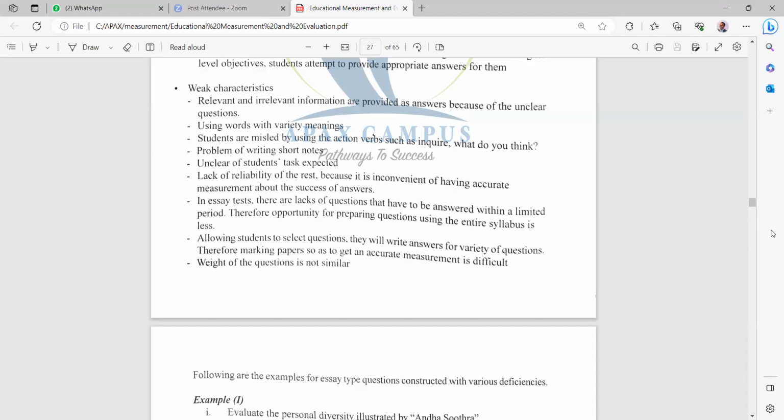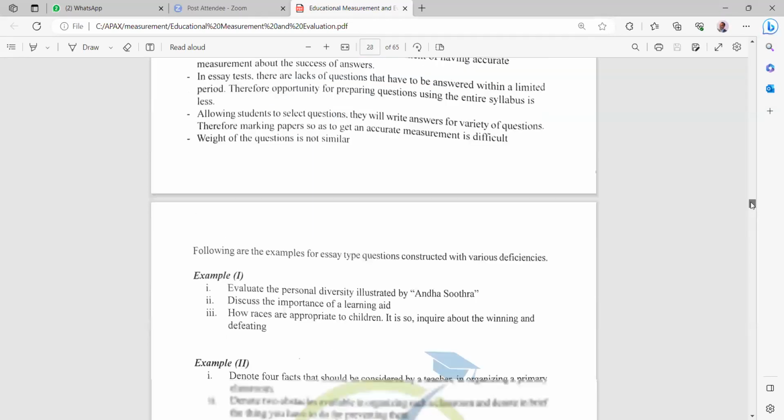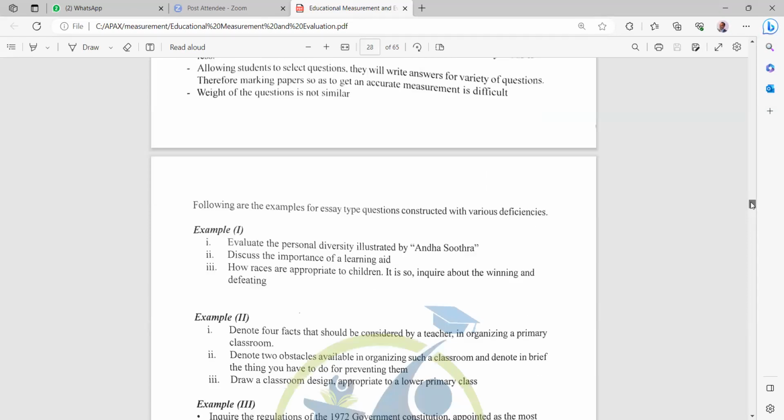Yes, so in some cases, the first question can be much easier than the rest of the questions. If there are 6 questions, right? 1 or 2 will be easy, whereas the others are difficult. Right? So we don't know who will select the easy questions, who will select the difficult questions. So the weight of the questions is not similar. That's an issue. That's a concern.